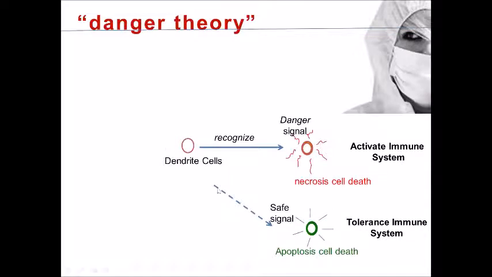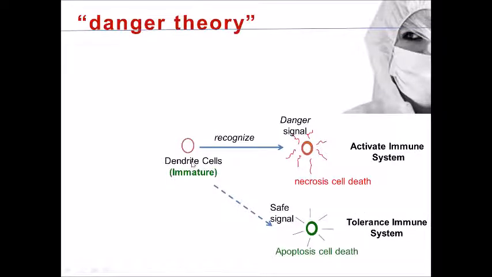We also have another function, which is to detect apoptotic cell death, meaning cells that die on time. This produces tolerance of the immune system, meaning that it will not activate the immune system.